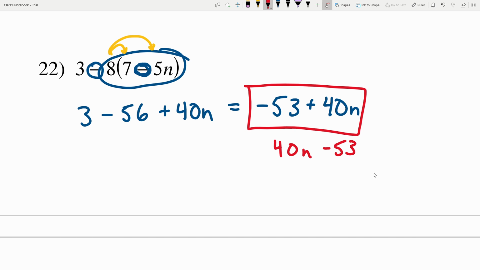But with that, we wrap up the last problem on this simplifying variable expressions worksheet.